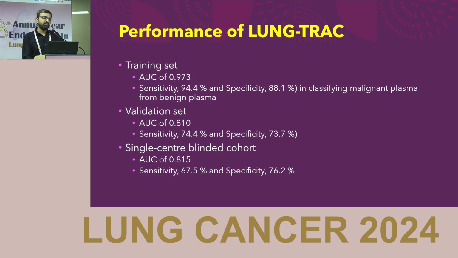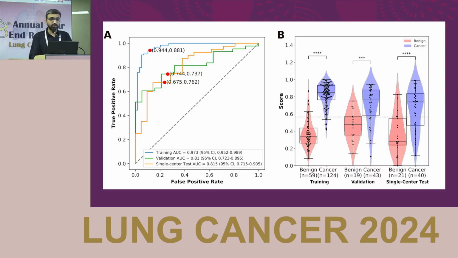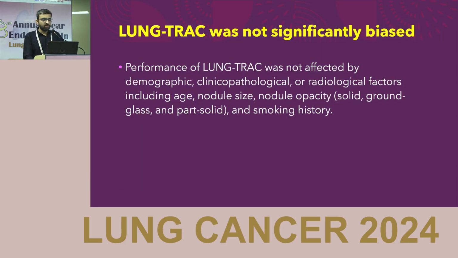Validation set had an AUC of 0.1 with a specificity of 73%, and single center blinded cohort had an AUC of 0.81 with a specificity of 76.2%. So these were the performance of the model. The topmost curve, which is the training set, had, as I already mentioned, and followed by the validation and the single center. So AUC remained about 0.8 in all the three sets.